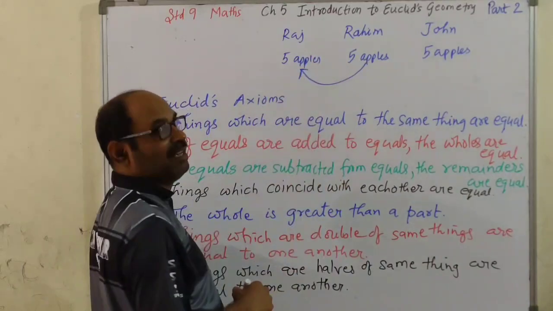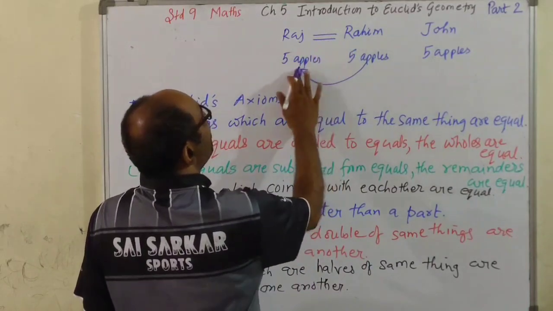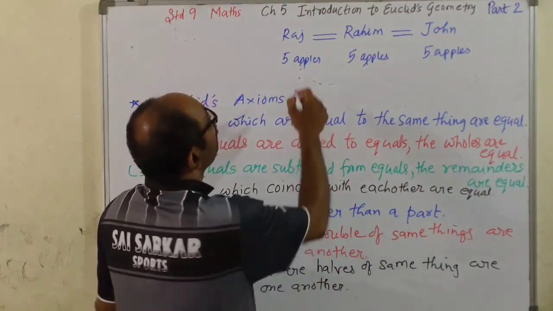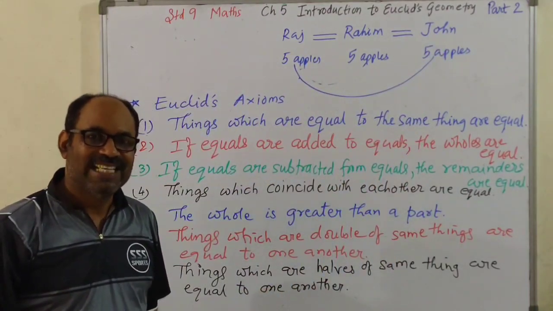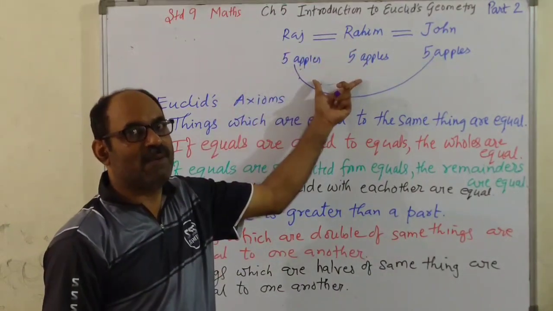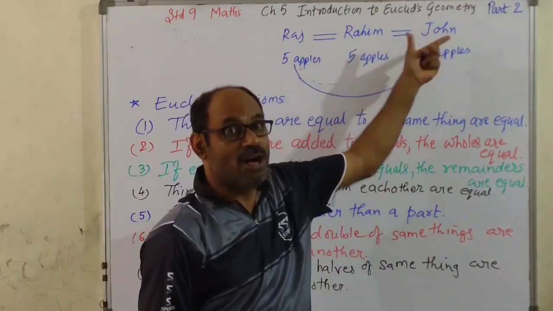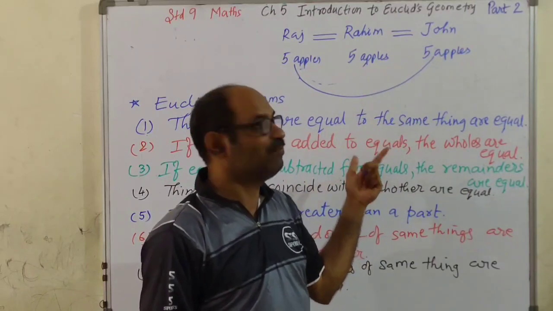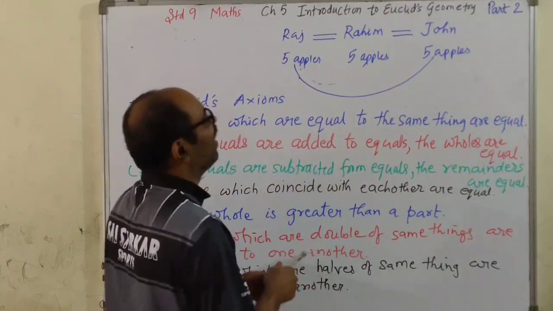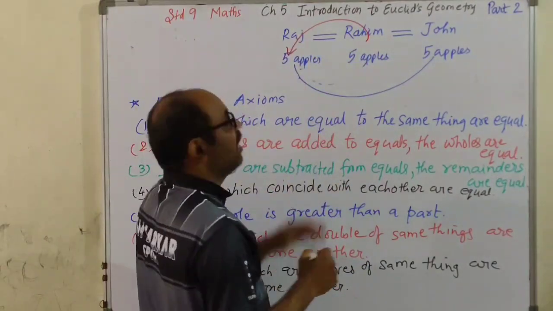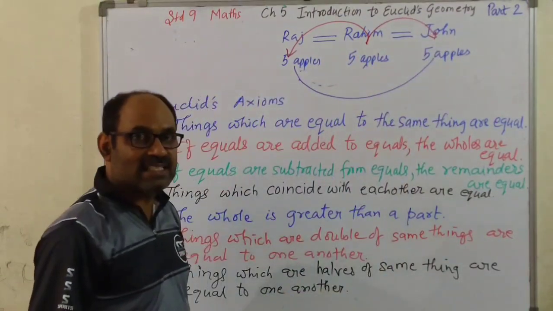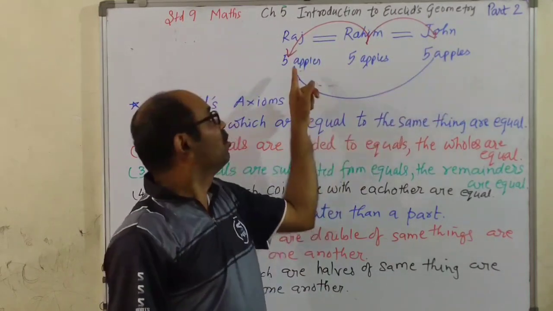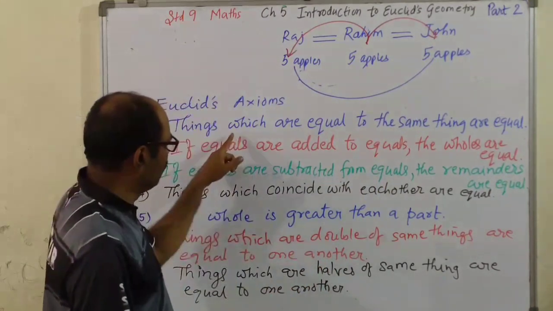So Rahim has the same number of apples as Raj. Raj and Rahim have the same number of apples, and each of them has five apples. Rahim and John also have the same number of apples, five each. So can you say Raj and John have the same number of apples? Yes, that is five each. How can we understand that? Rahim has five apples, same as Raj, and Rahim has the same number of apples as John. So the number of apples with Raj and John are also equal. That is what this statement tries to say.